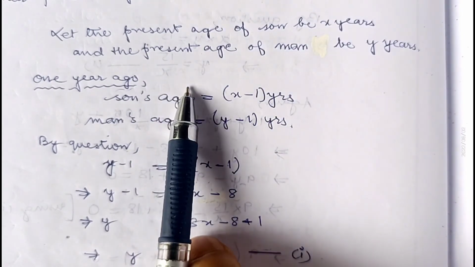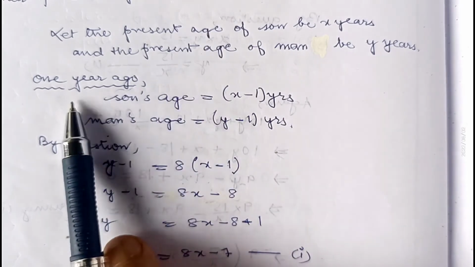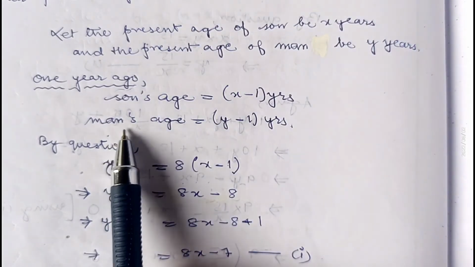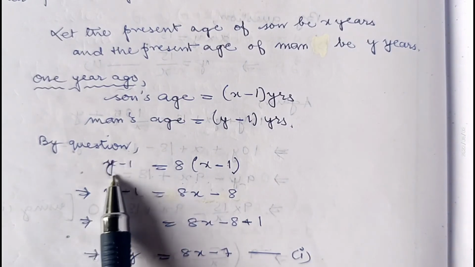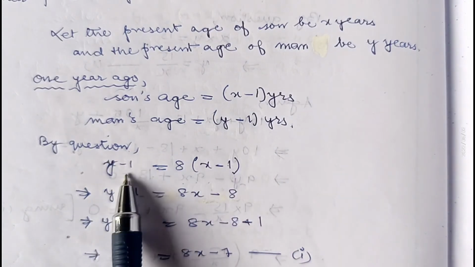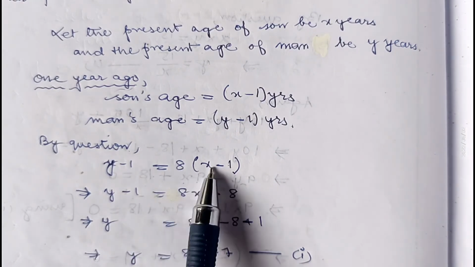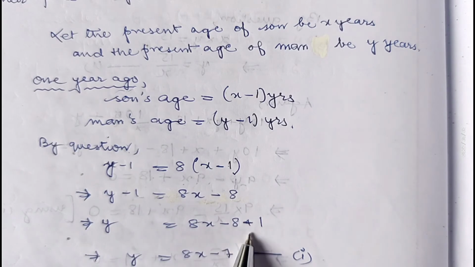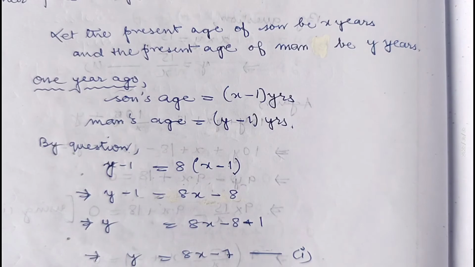Now as given in the question, 1 year ago a man was 8 times as old as his son. So 1 year ago son's age was x minus 1 years and man's age was y minus 1 years. And it is given that 1 year ago man's age is 8 times the age of his son. So that is y minus 1 equal to 8 times x minus 1. So y minus 1 equals 8x minus 8. So y equals 8x minus 8 plus 1. So y will be 8x minus 7. Let it be equation number 1.